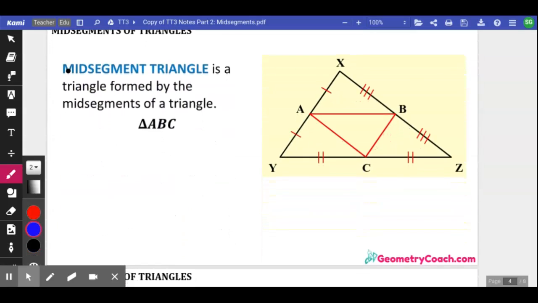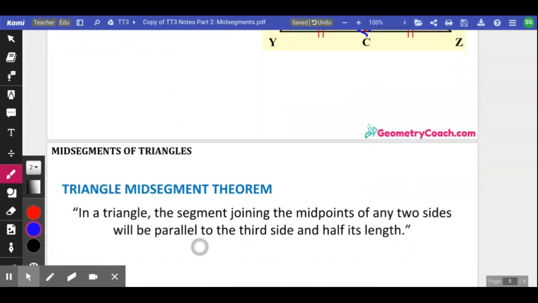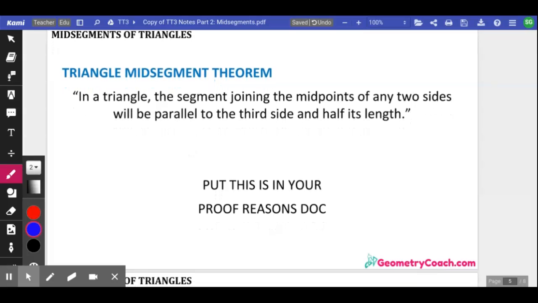Okay. The three segments, when all formed, make a triangle. This is called the mid-segment triangle. This is our mid-segment theorem. In a triangle, the segment joining the midpoints of any two sides will be parallel to the third side and half its length. So that combines the two pieces of information from 2 slides ago. The mid-segment is parallel and half its length. Copy this down into your proof reasons document. Go ahead and pause now.